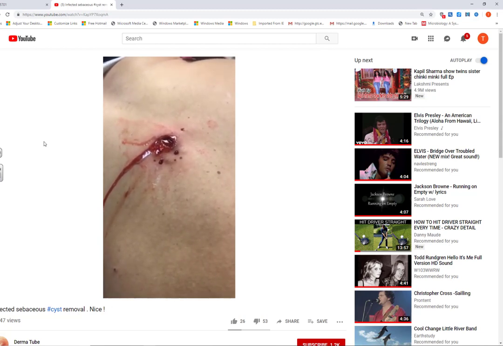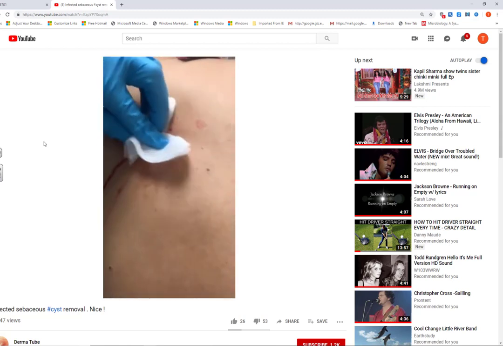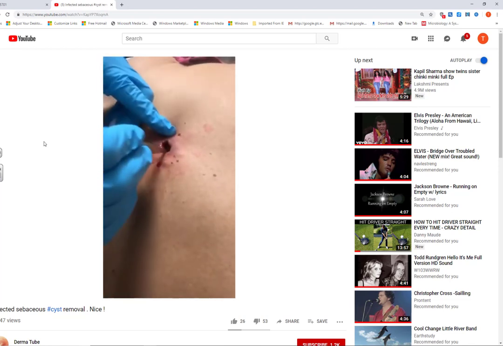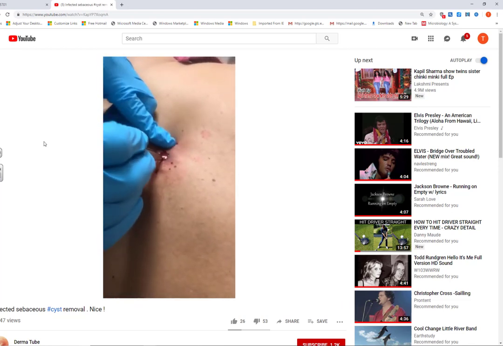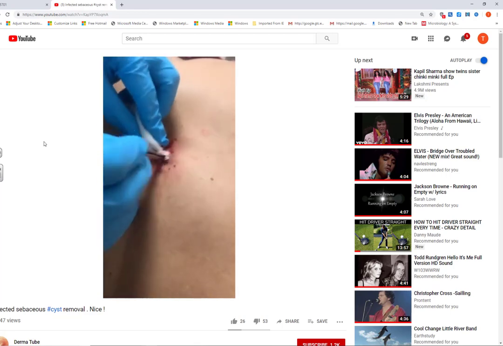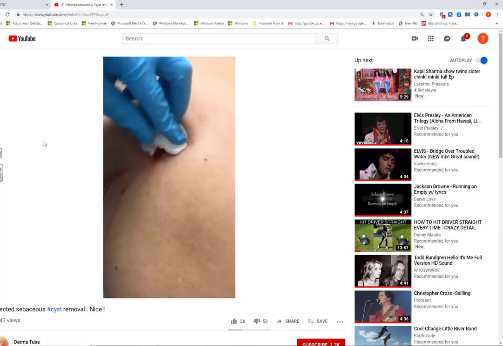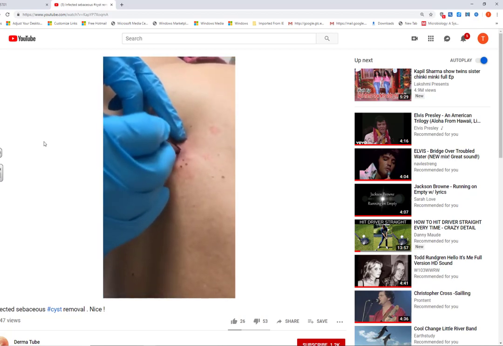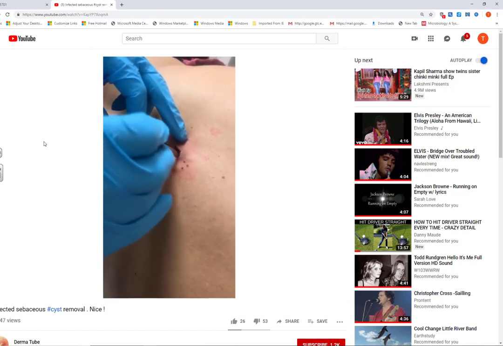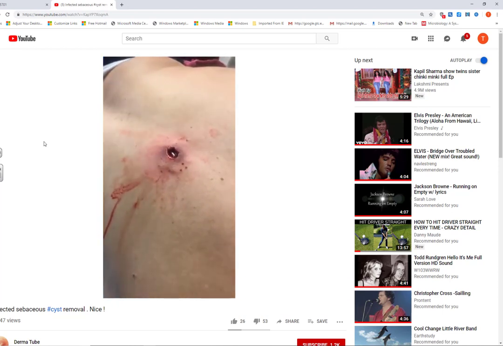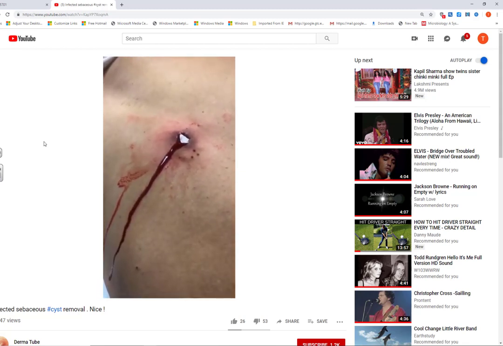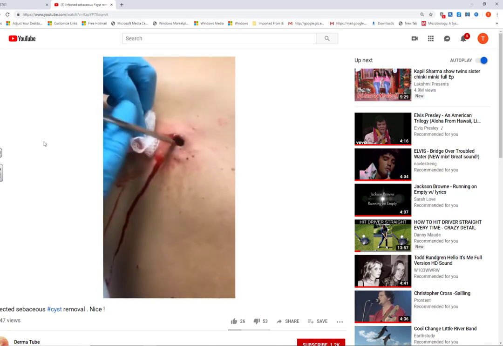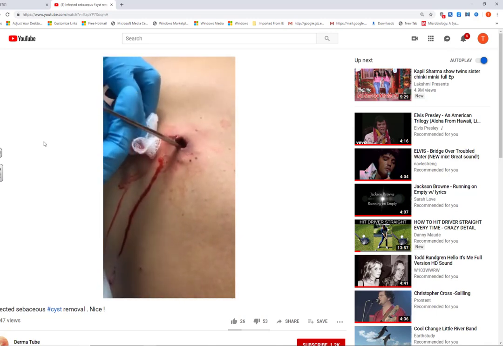Gotta make that hole big enough to pop out that core. And it tunnels too, because it grows towards a blood supply when it gets bad enough.